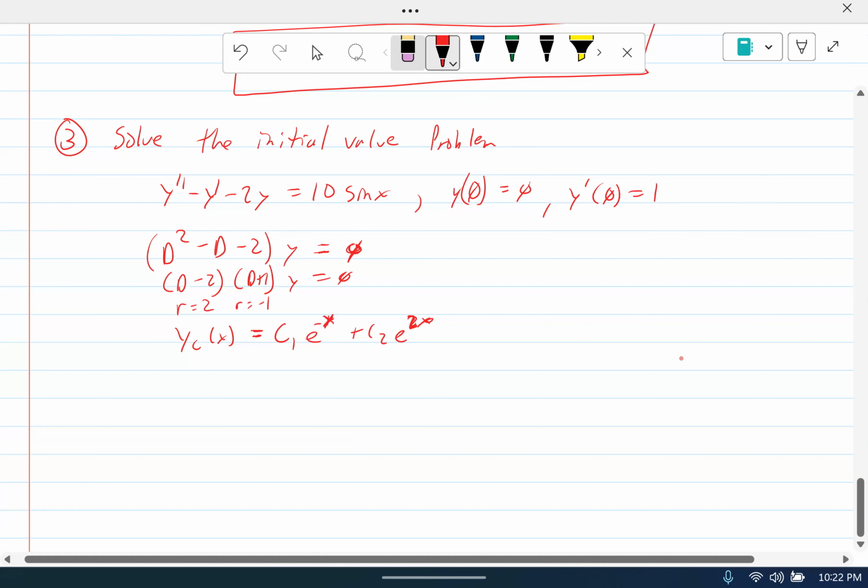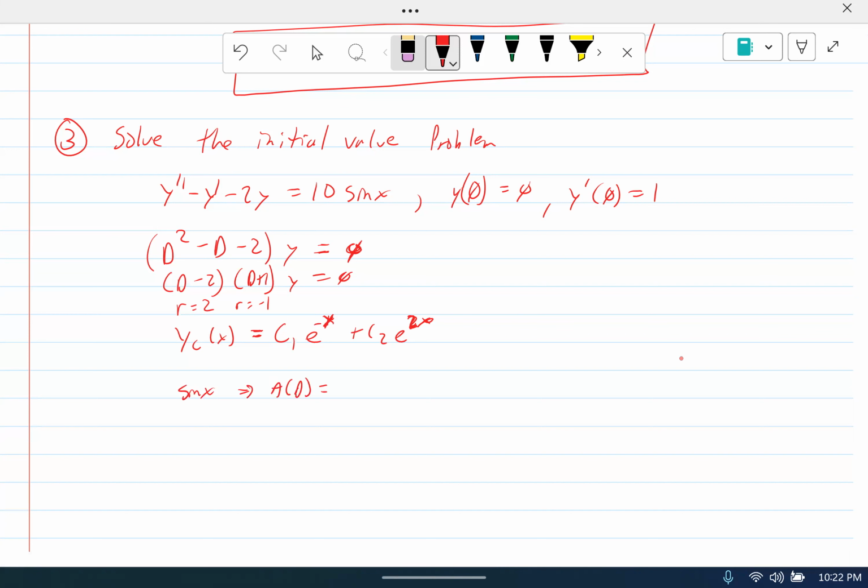Now let's look at what my annihilator should be. Okay, I just have a sine x. So my annihilator, A of D, should just be equal to, well, b would be the number in front of the x, and that's just 1. So it's going to be D squared plus 1 squared, which is just D squared plus 1. Okay, so that's my annihilator.